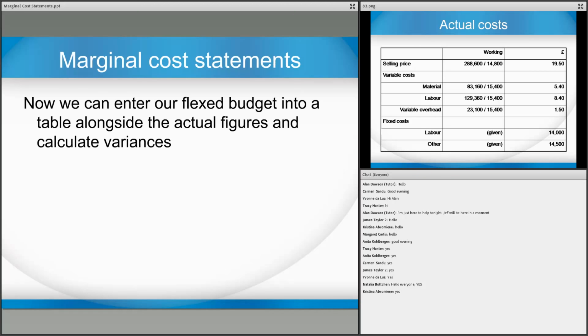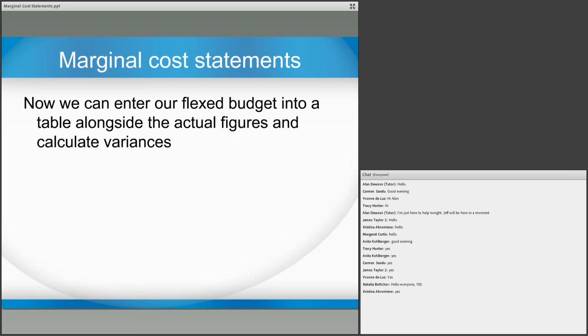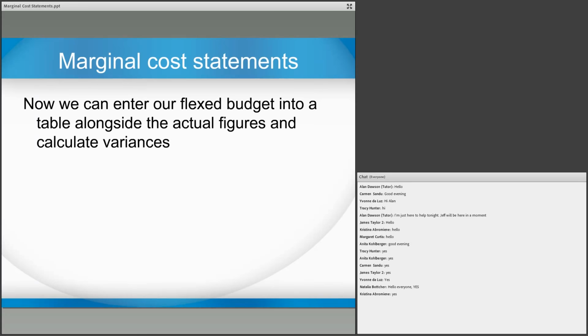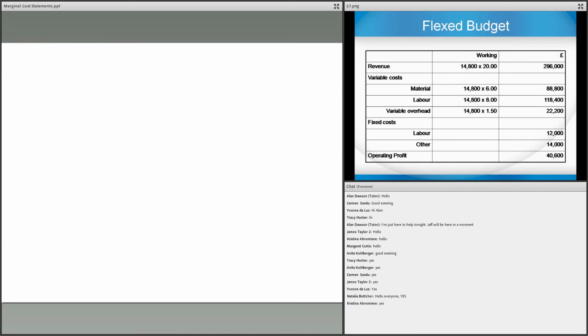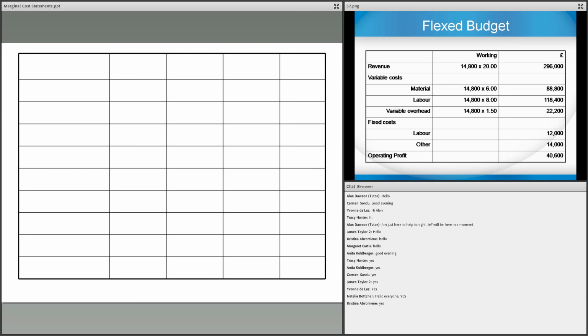So, nearly there. Now it's step number 5. What we're now able to do is put our flex budget into a table alongside the actual figures. We can calculate variances. So once again, we need our flexed budget that we drew up a while back. And there it is. And what we're going to do, draw another table. It's a different layout this time. It's fairly obvious what we're doing. Same items down the side. This time, first of all, we're going to put in the flexed budget, and it's just a matter of copying in the figures we've already worked out.